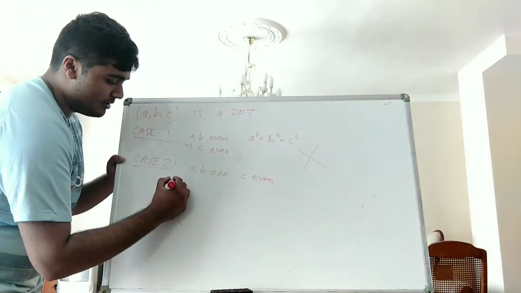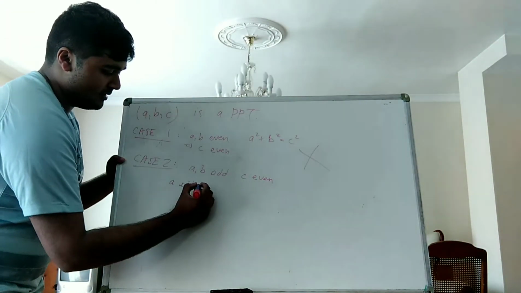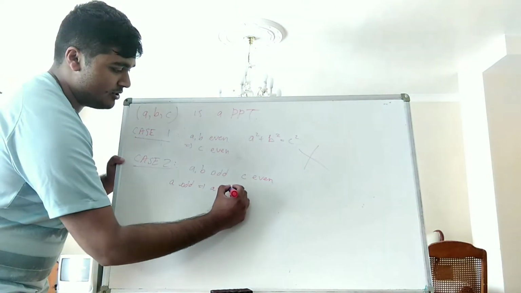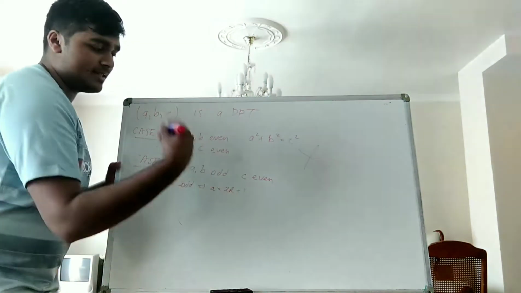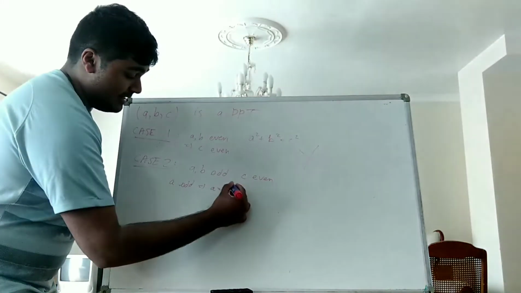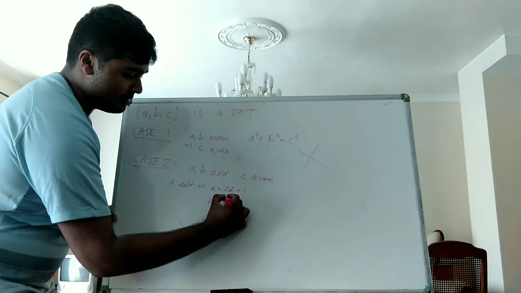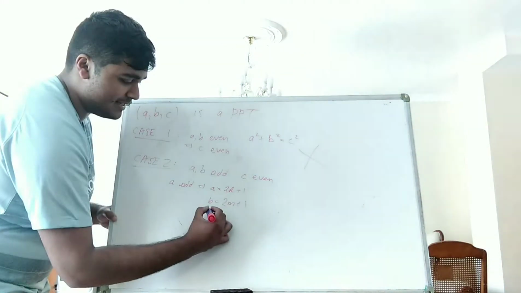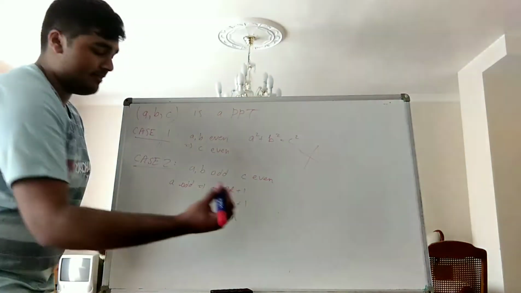Well, A odd implies that A is 2l plus 1 for some integer l. And B is odd, so B is 2m plus 1 for some integer m, and C is 2n for some integer n.